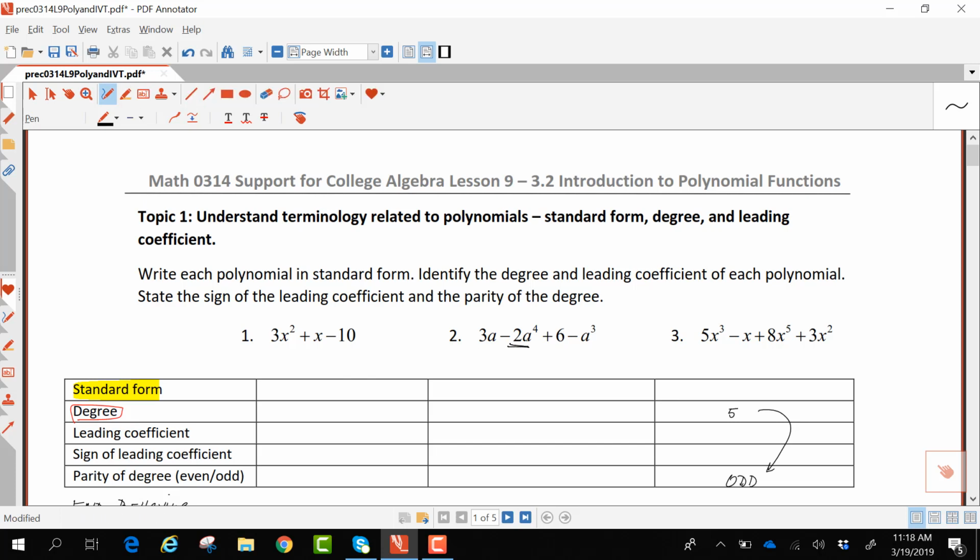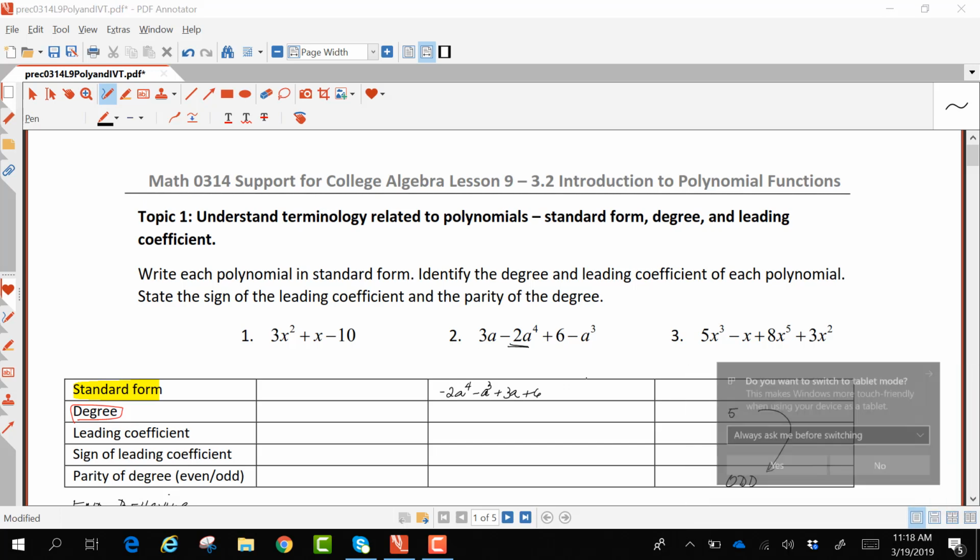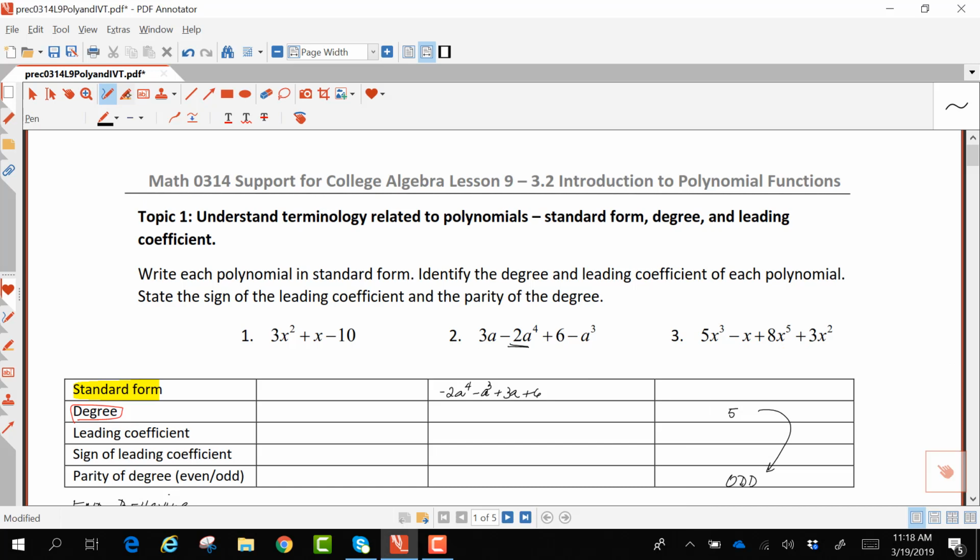Our highest term, based on the exponent, would be the term negative 2a to the fourth. After that, we would write minus the a cubed, followed by the positive 3a, and last but not least, the constant 6. This is considered standard form. The degree of this polynomial is based on the highest exponent on the variable a, which is a 4. So this is a fourth degree polynomial.